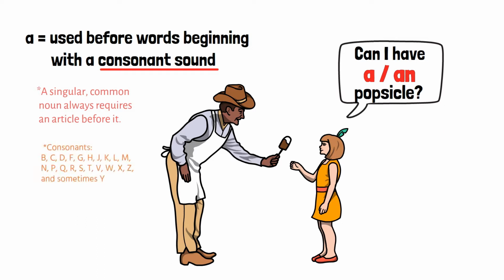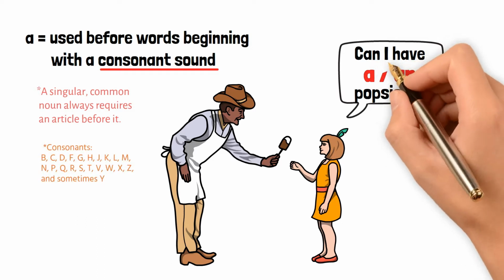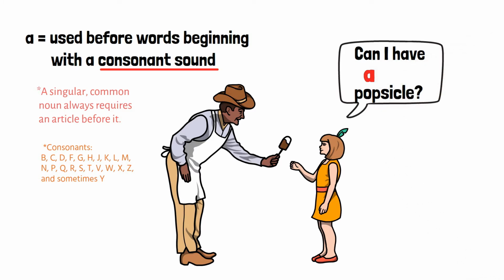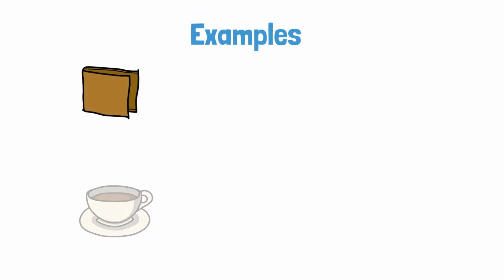In this example, since popsicle starts with a consonant and has a consonant sound, the answer is a. Can I have a popsicle? Let's look at other examples.